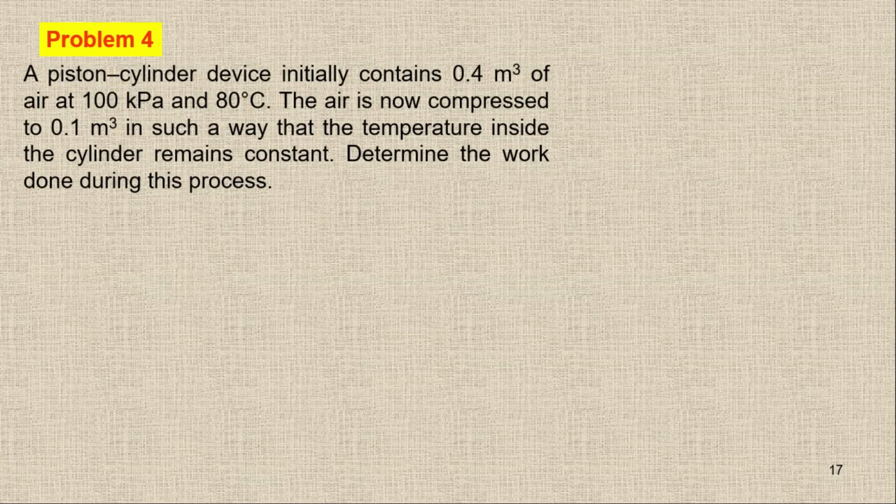Now our next question. This question is basically about a constant temperature process. We have a piston cylinder device that initially contains 0.4 meter cube of air. Now we have air, so there is no need to use the tables. Rather, we will use PV equals mRT, the basic ideal gas equation. The initial volume is given, which is 0.4 meter cube, the pressure is 100 kilopascal, and the temperature is 80 degrees Celsius.